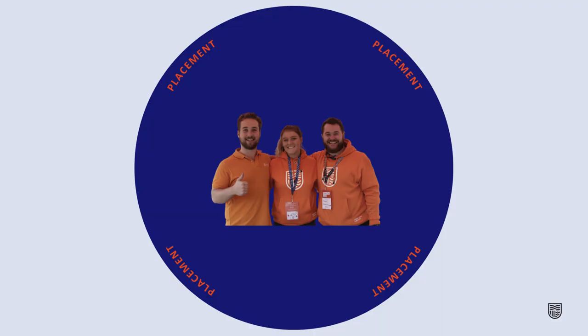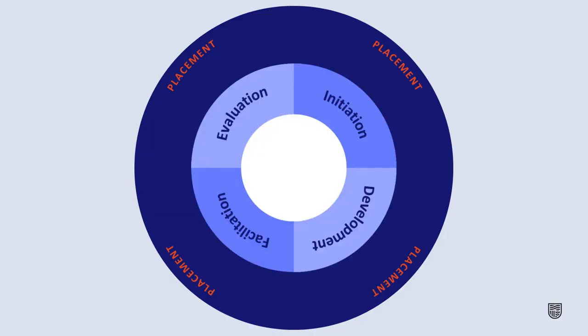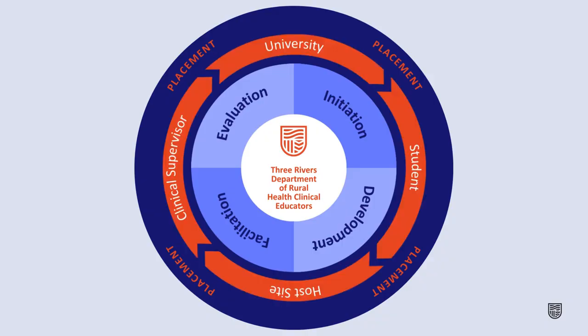The Three Rivers clinical educators are responsible for the initiation, development, facilitation and evaluation of rural clinical placements supported by Three Rivers DRH. The clinical educators act as a conduit between the university, student, host site and clinical supervisor to ensure the placement runs smoothly and successfully.